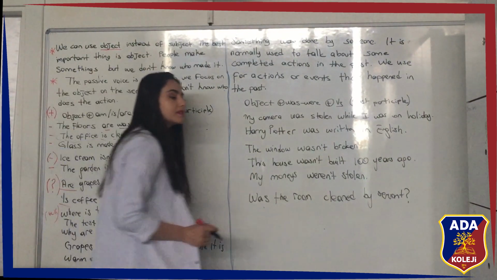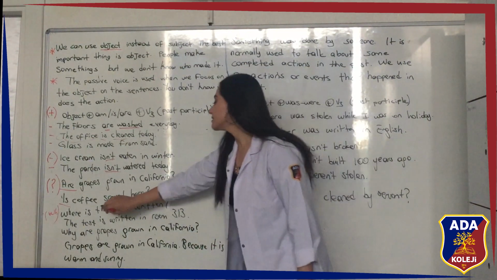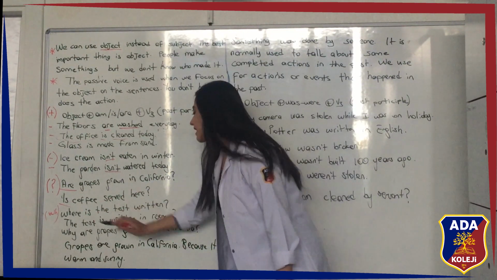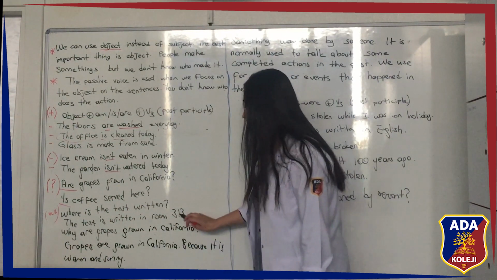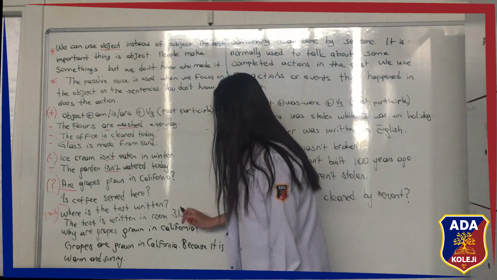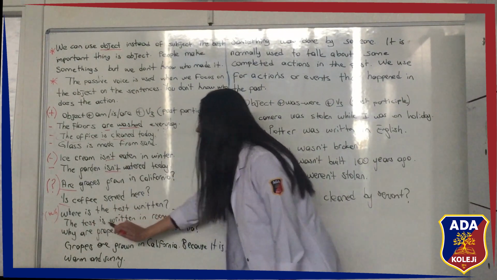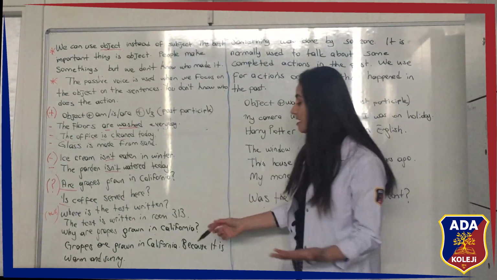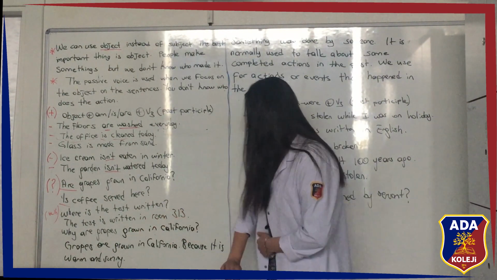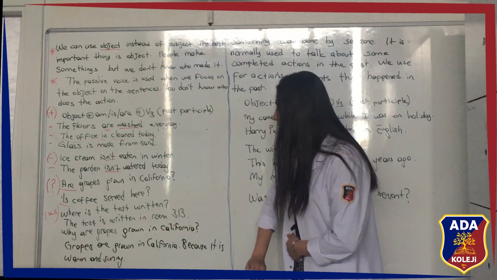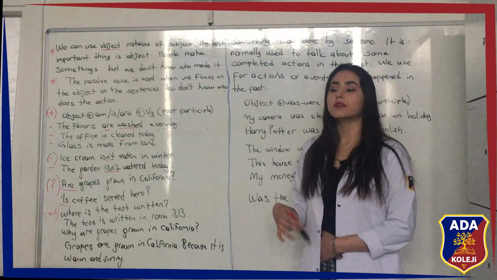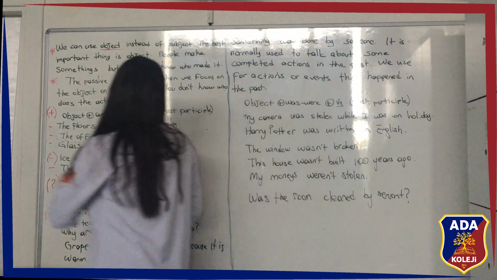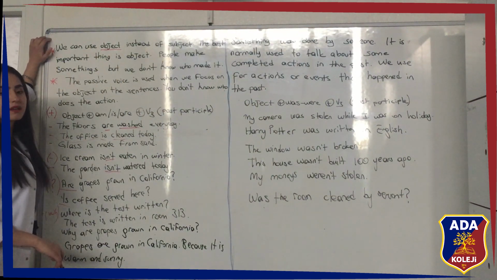And the wh- questions, you know that. Firstly, it comes at the beginning of the sentence. Where is the test written? The answer: the test is written in room 130. Why are grapes grown in California? You can say maybe the answer: grapes are grown in California because it is warm and sunny, but we don't know who made it. Okay? That's all.